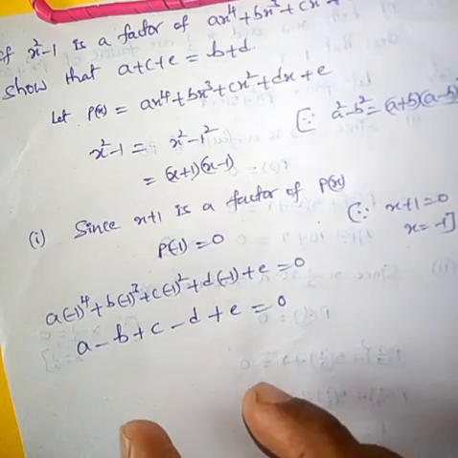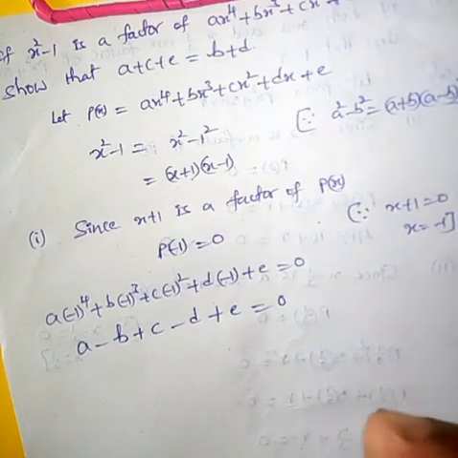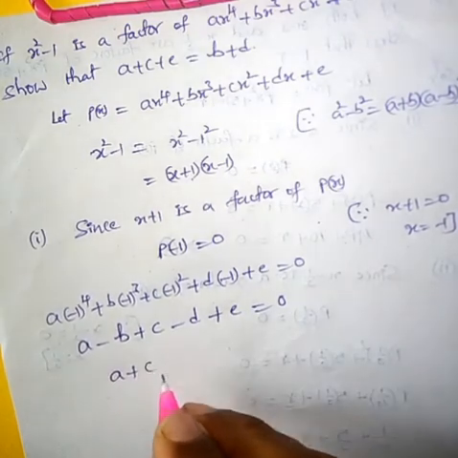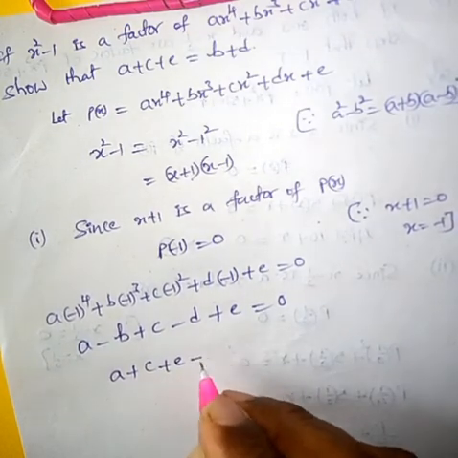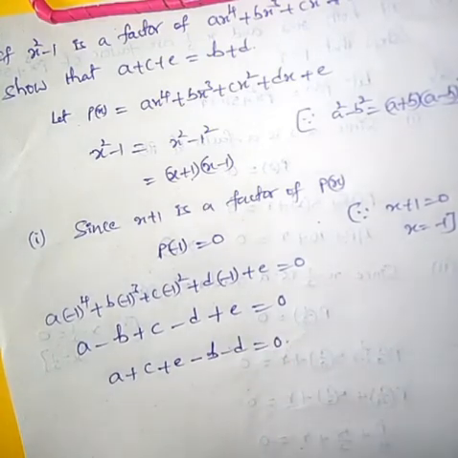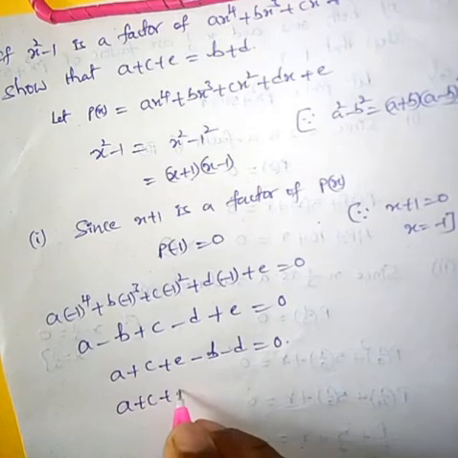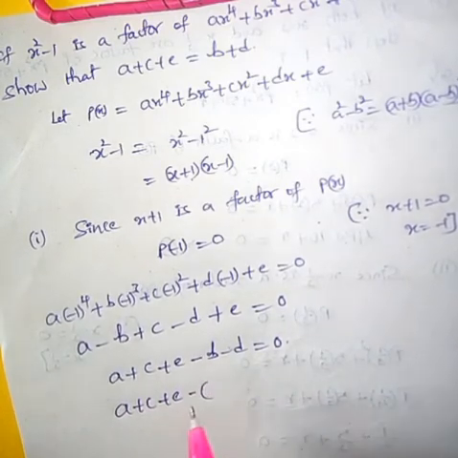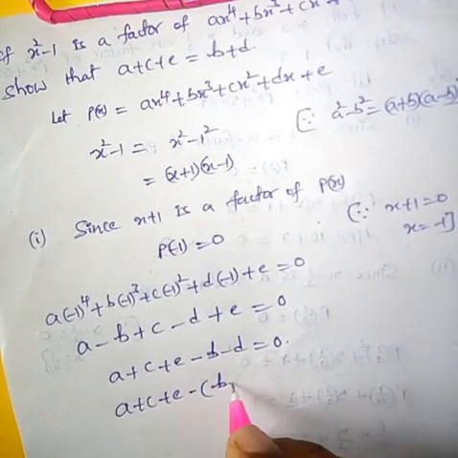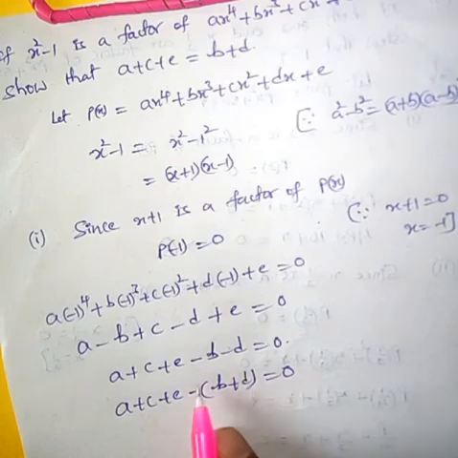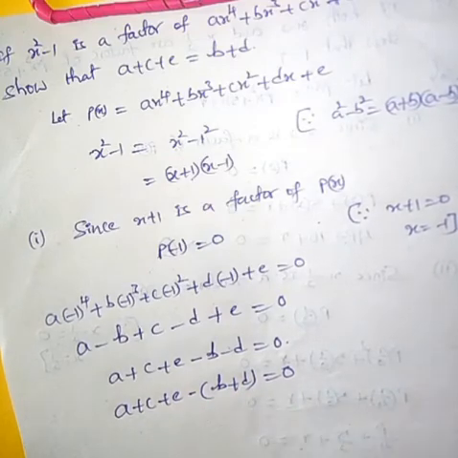Now write the positive values first and after that the negative values, that is a plus c plus e minus b minus d is equal to 0. That is a plus c plus e, take the minus sign as common, the remaining values are b plus d, equal to 0. Now transpose the b plus d value from LHS to RHS.